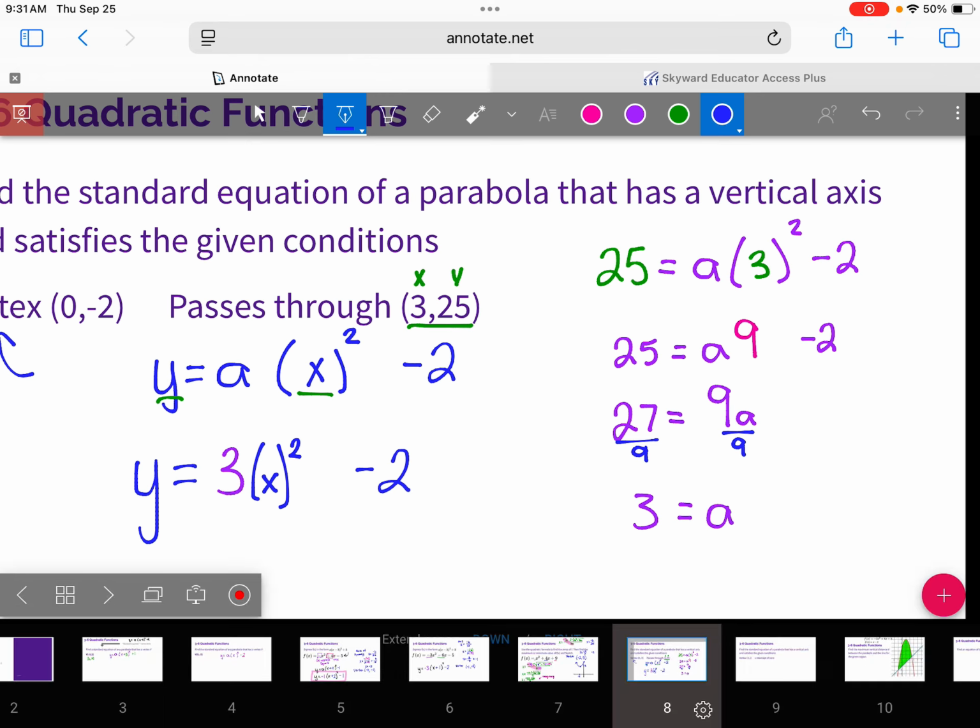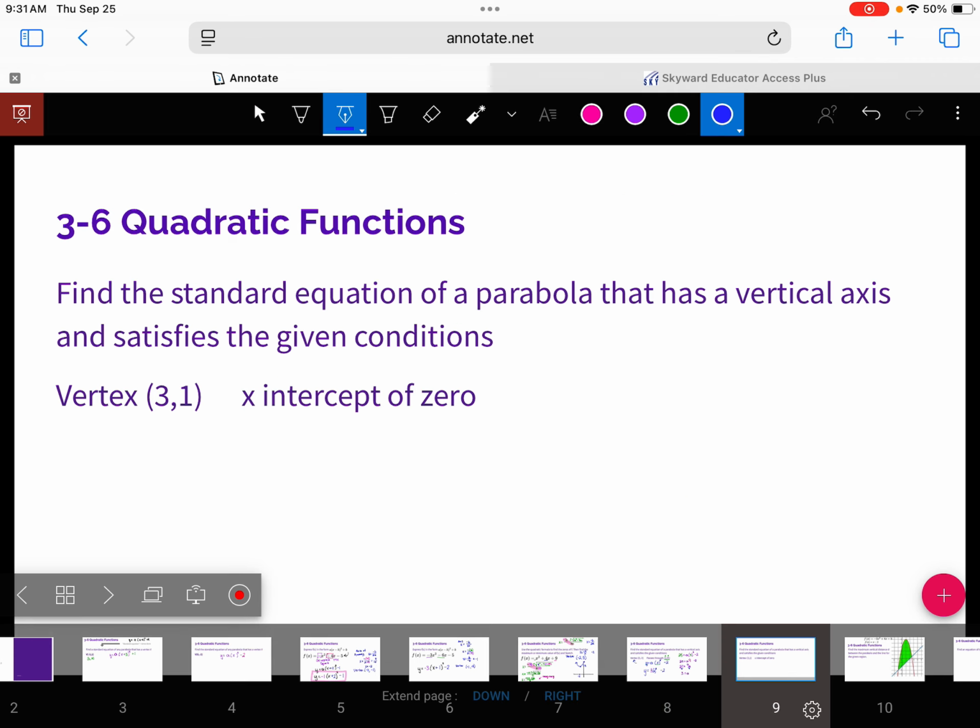Questions on this one? Oh, I have to practice another one like that. So here's another one, very, very similar. We're given a vertex, and we're told it has an x-intercept of 0.